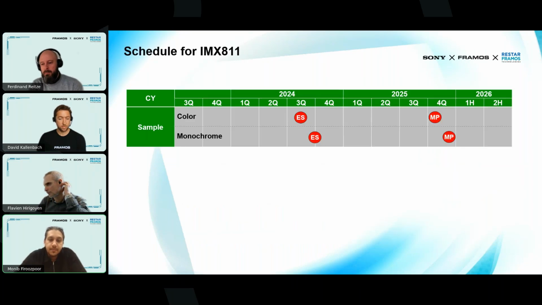Next, please. In terms of the schedule for our IMX811, you have probably heard of this product a lot in the last couple of months. We are now moving into our mass production phase, which is smooth. As I said, the stability of this production has proven to be stable. So we are now moving into mass production for our color sensor, and later, at the end of the year and beginning of next year, we will move to the monochrome sensor as well.